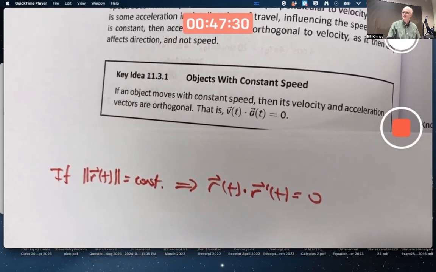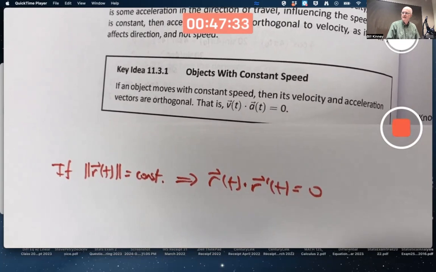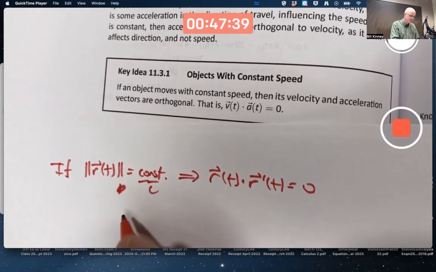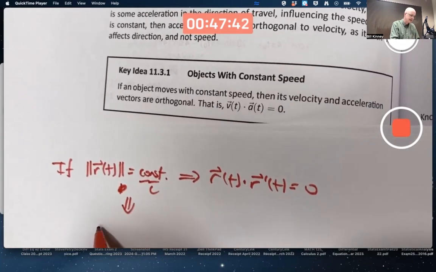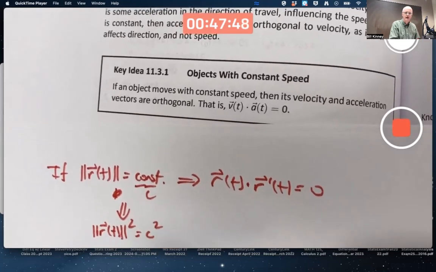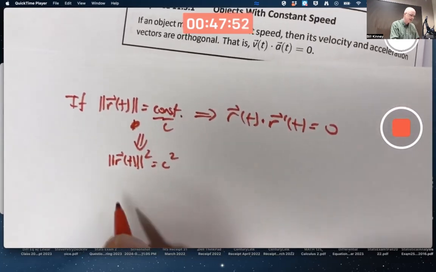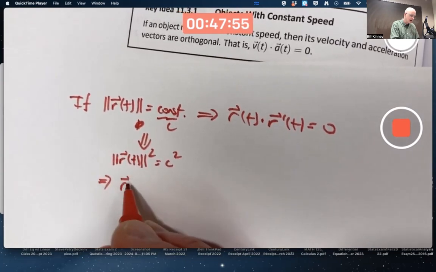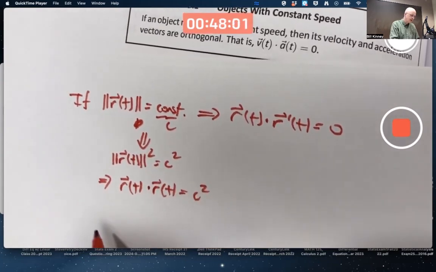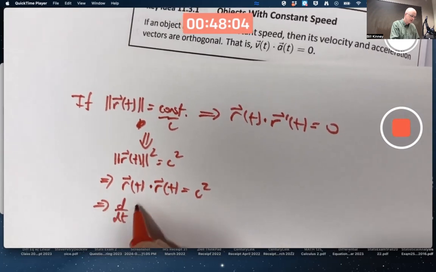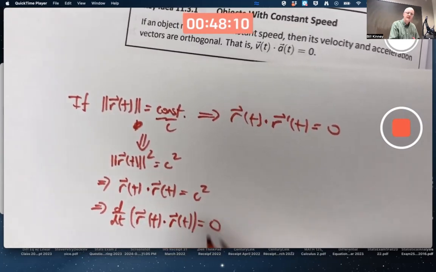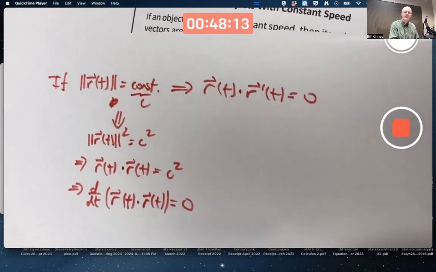And I want you to understand this derivation that I'm going to do in 30 seconds here now. Call this constant C. If the magnitude of r of t is always equal to a constant C, then the magnitude of r of t squared is also equal to a constant, the square of the original constant, which means r of t dotted with itself is constant, which means if you differentiate both sides, if you differentiate this dot product, you've got to get 0 because the derivative of a constant is 0.